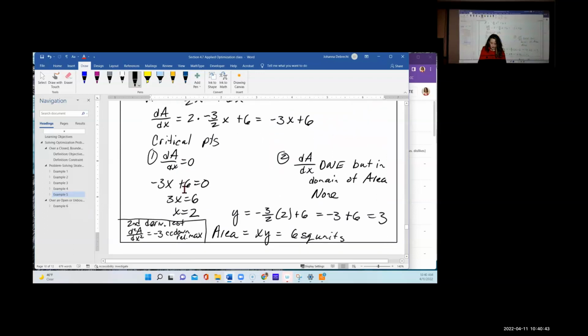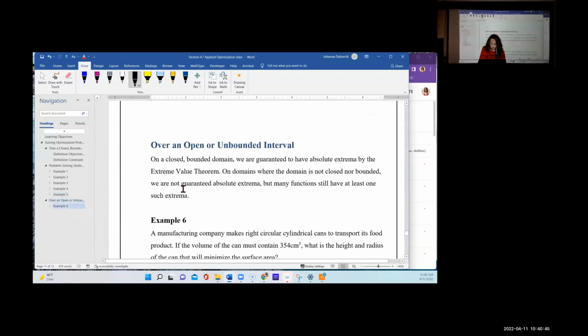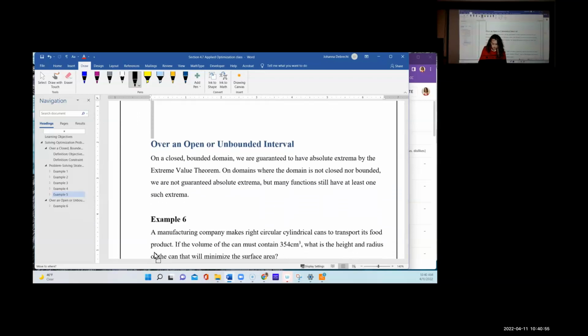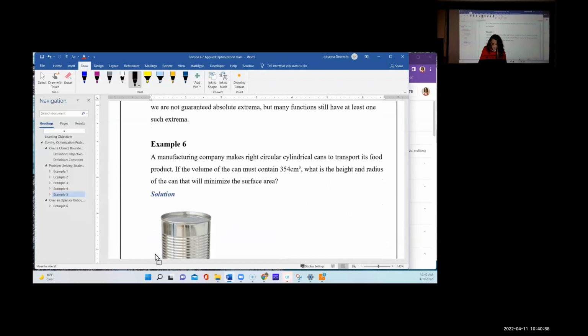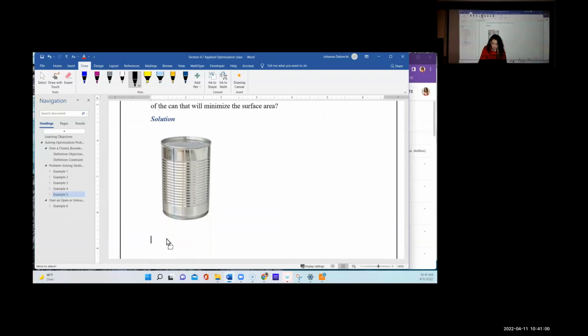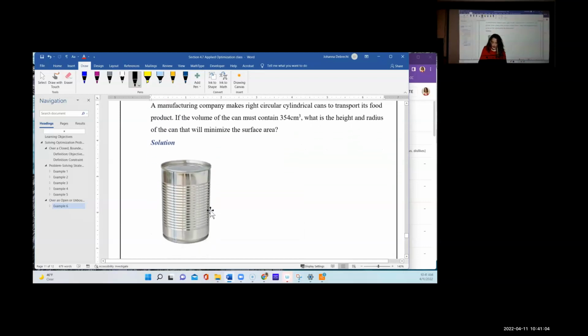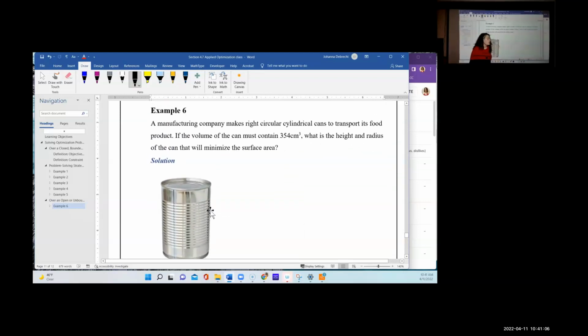We have one more type to do, which is an open unbounded region. Now, it turns out that open unbounded regions are not required to have absolute extrema, but they often do have absolute extrema. So even though they're not forced to, if it's an open region, it may still have an absolute extremum, which we want to look for, a maximum or a minimum.